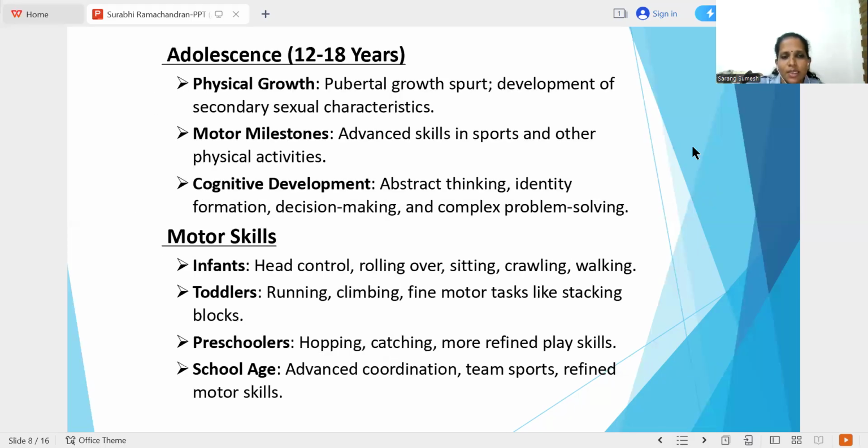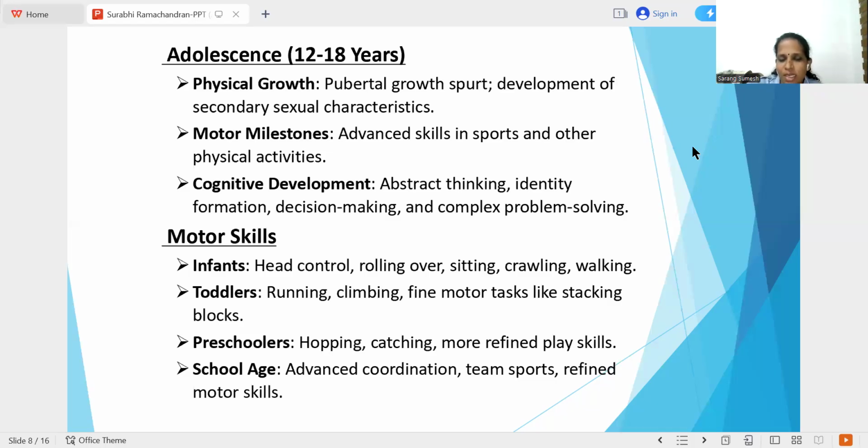Then adolescents, physical growth. The age group is 12 to 18 years. Physical growth: puberty growth, development of secondary sexual characteristics. In adolescents, the secondary sexual characteristics will develop. Motor milestones: advanced skills in sports and other physical activities. Cognitive development: abstract thinking, identity formation, decision making, and complex problem solving. These are the cognitive developments that occur in adolescence. Next, we will move to the peculiar points in all age groups.